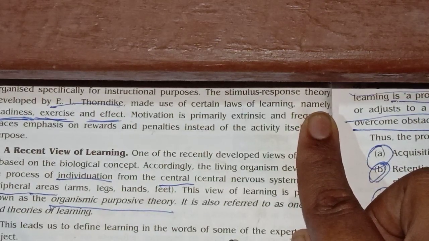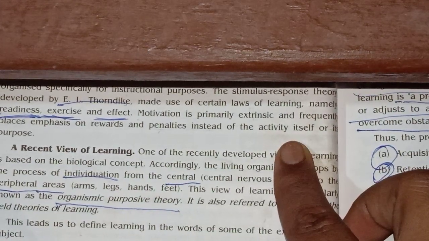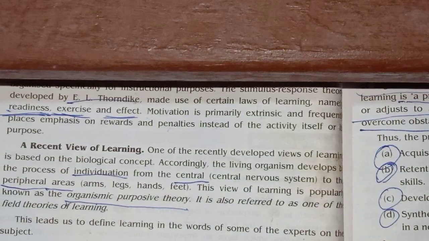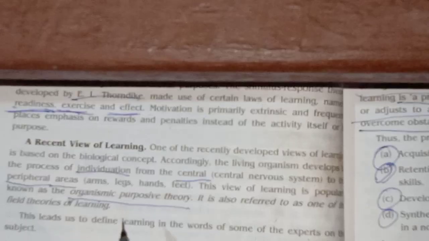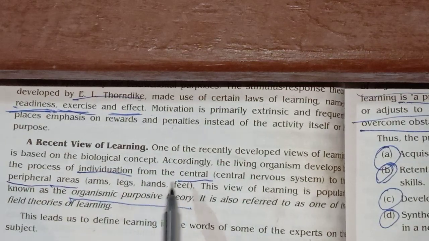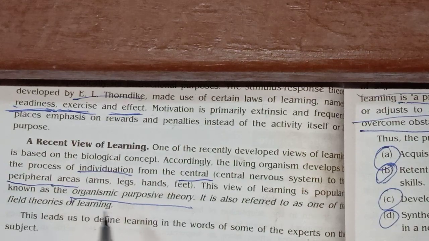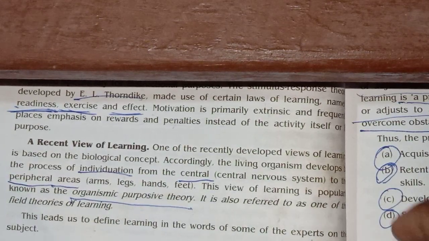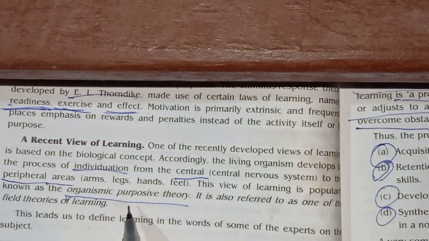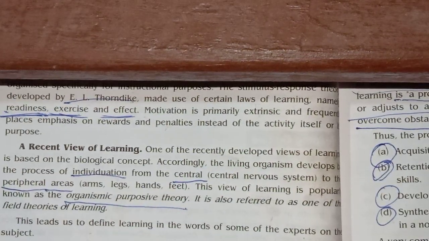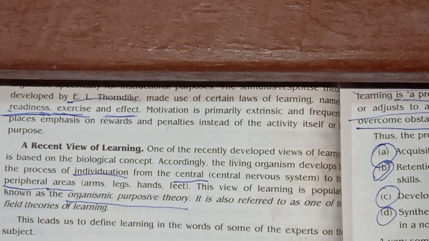Science knew that this is totally biological, and according to it, the living organism develops through the process of individuation from the central nervous system to the peripheral areas. This view of learning is popularly known as organismic purposive theory. So according to the recent view of learning, it occurs in the central nervous system.